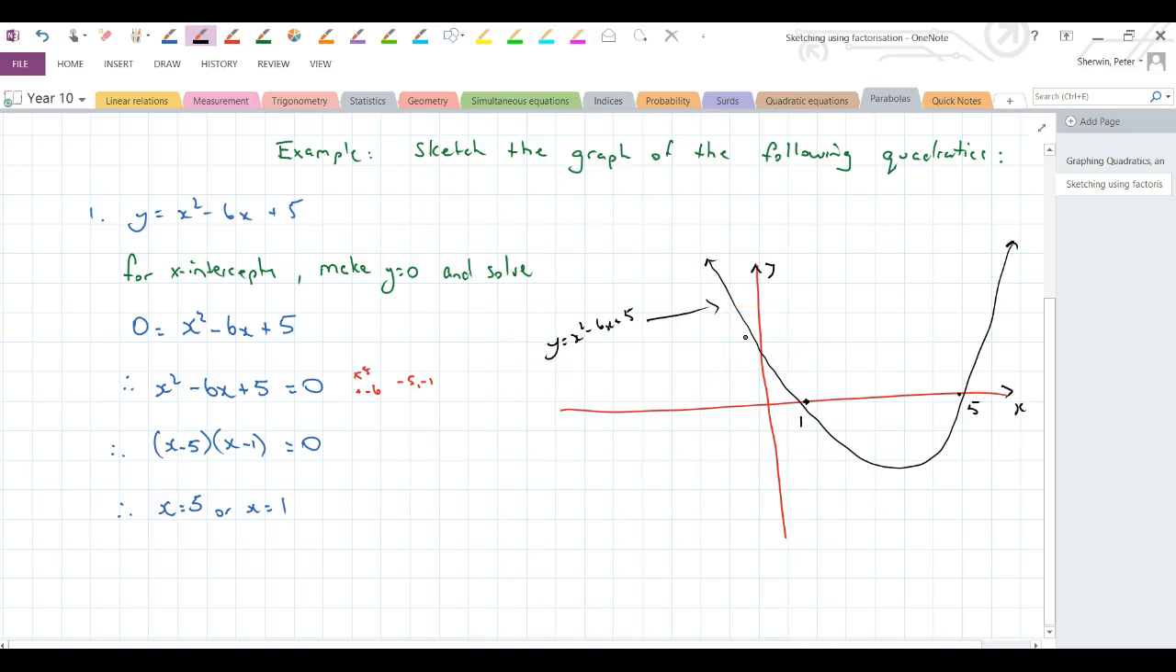And making x equal to 0, so go back up to the equation, make x equal to 0, and you go 0 minus 0 plus 5, so it's just 5. So my y-intercept is 5. I'll just go through that again.